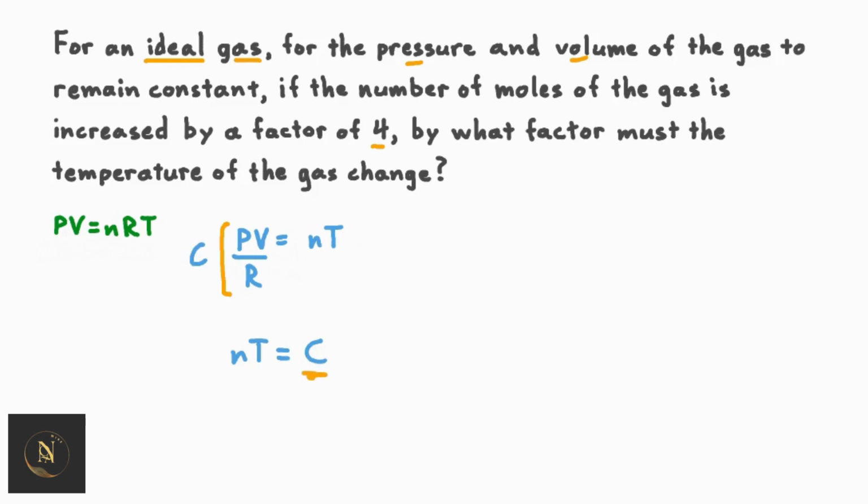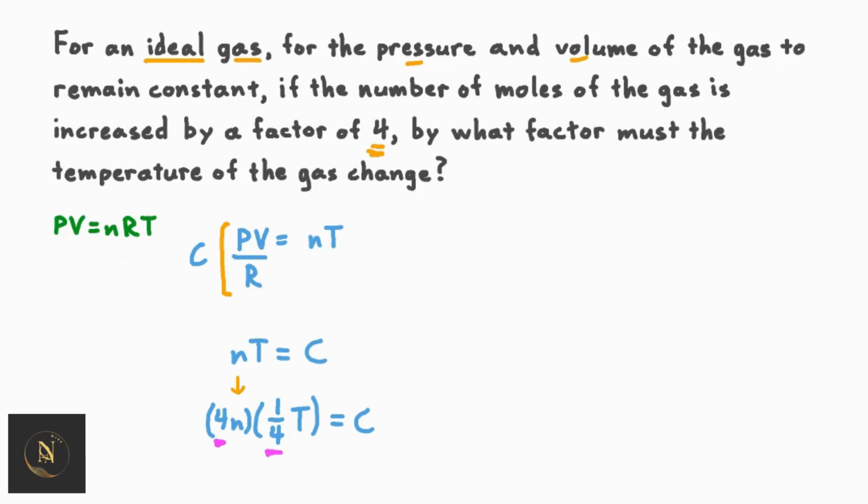At this point, we're told to imagine that the number of moles of the gas is increased by a factor of 4. In other words, N becomes 4 times N. This new number of moles, multiplied by a new temperature, must still equal the constant C. Since we have now what we could call an extra factor of 4 in this equation, that means our temperature must change in such a way that this factor of 4 is effectively neutralized or canceled out.